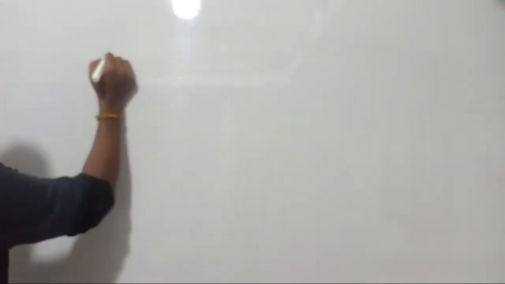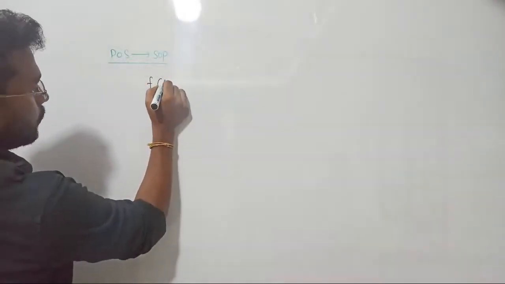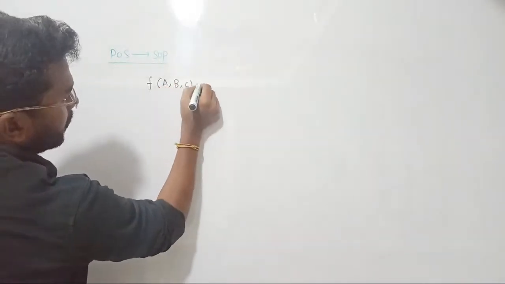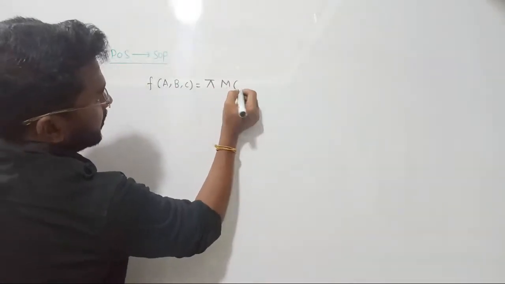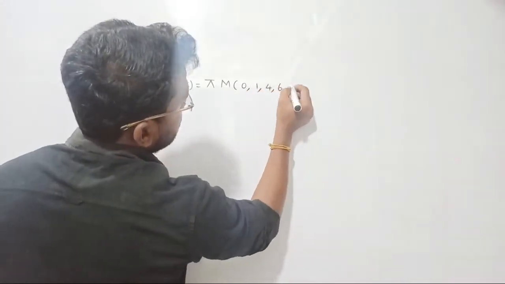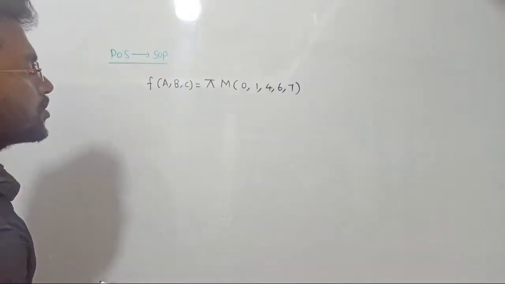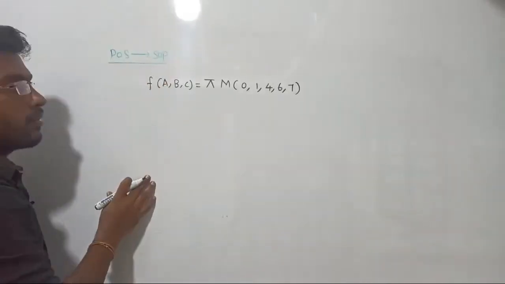Okay, let us take the second form. Let's go from product of sum to sum of product, right? Let's go from POS to SOP. Suppose some variables are given to you in product of sum format, A, B, C, which is defined in terms of max terms. We have to consider max terms. Let us consider 0, 1, 4, 6, 7, which are given like this. Now the question is, find out the minimized equivalent expression in SOP form, right? How will you do it?